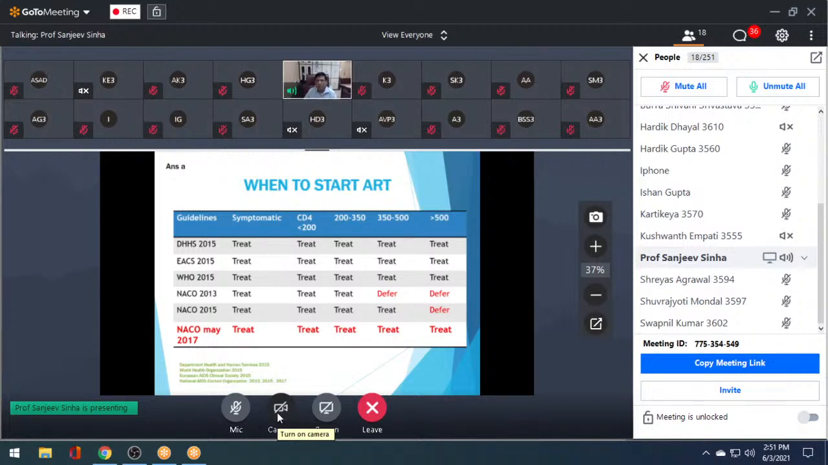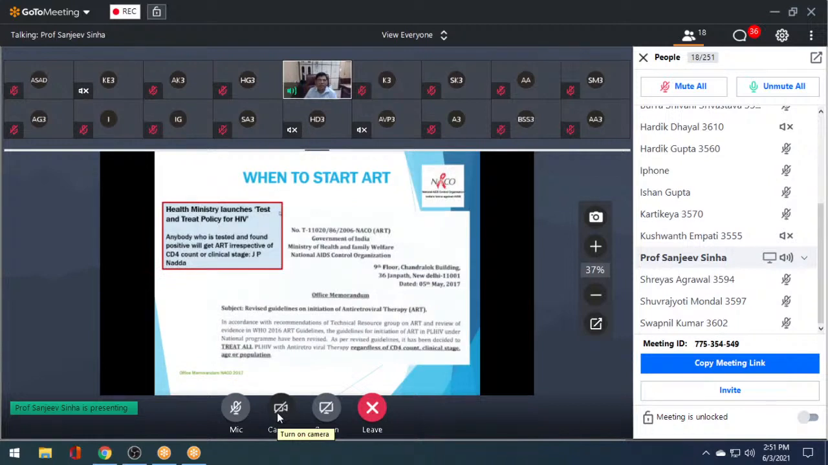Now there is a direction from the Ministry of Health, Government of India: a test and treat policy for HIV for everyone. Anybody who tests HIV positive will get antiretroviral therapy irrespective of CD4 count or any clinical stage. This new guideline was based on the WHO guideline of 2016, and NACO and the Ministry of Health, Government of India are also following the same guideline.